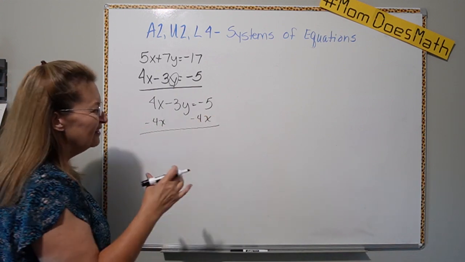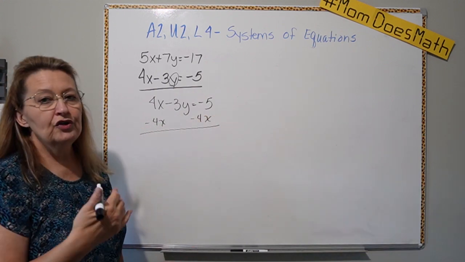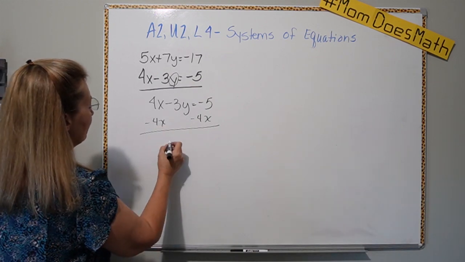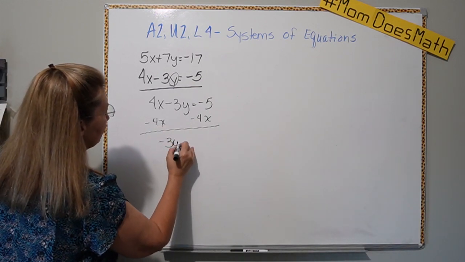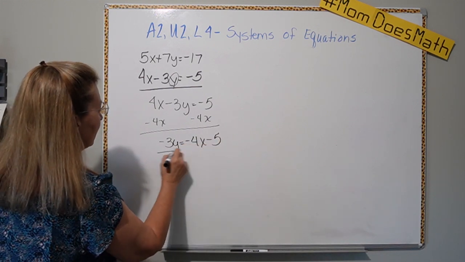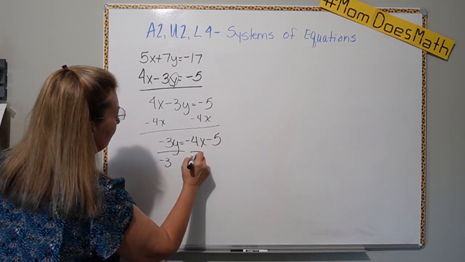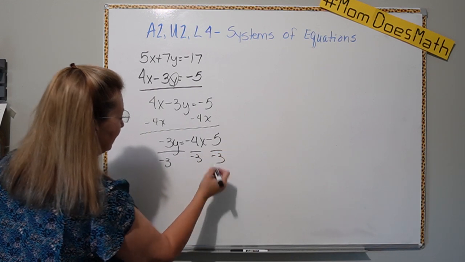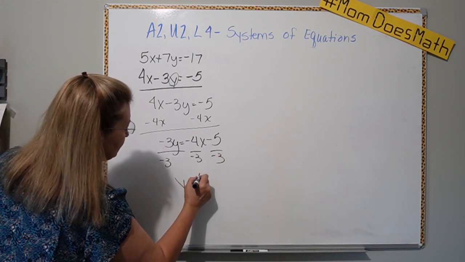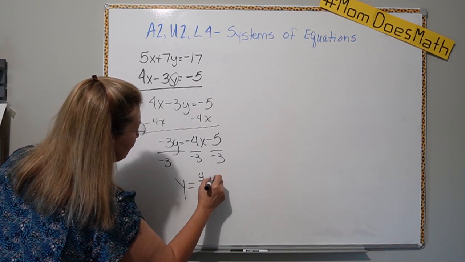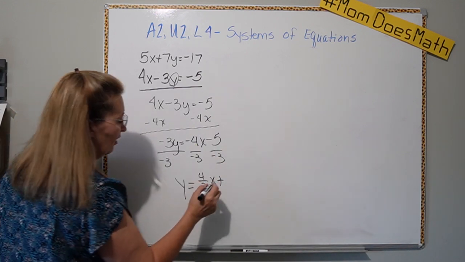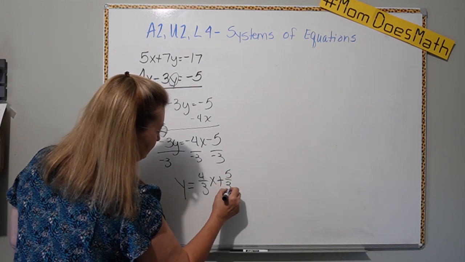Remember, you're not technically solving the equation, you're just rearranging it, you're manipulating it. So now I have negative 3y is equal to negative 4x minus 5. And then we're going to divide all the way through by negative 3. So what we're going to have is y equals 4/3 x plus, because negative over negative is positive, 5/3.